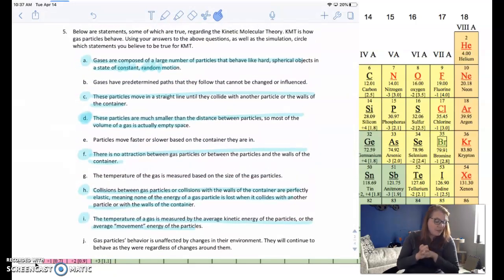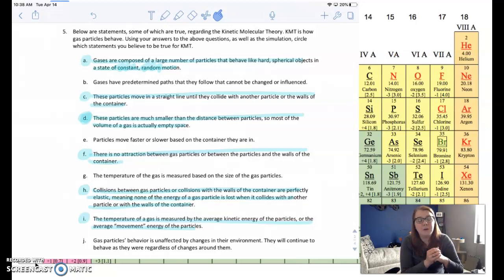Letter F, there's no attraction between gas particles or between the particles and walls of the container. This is true. So the gas particles move independently and freely of one another. They aren't drawn to anything, and they're also not repelled by anything. They have complete free motion.